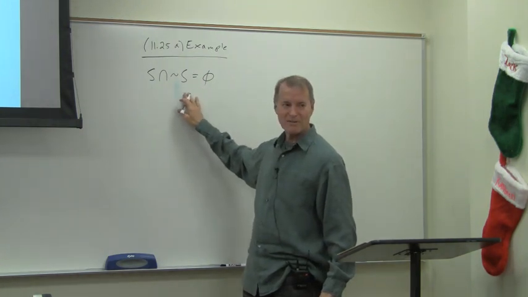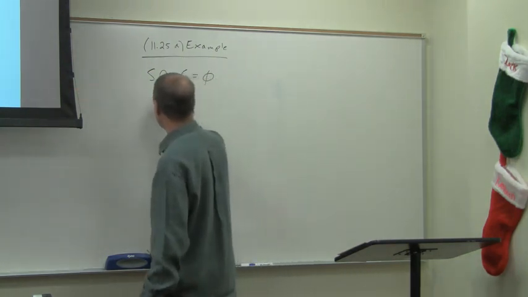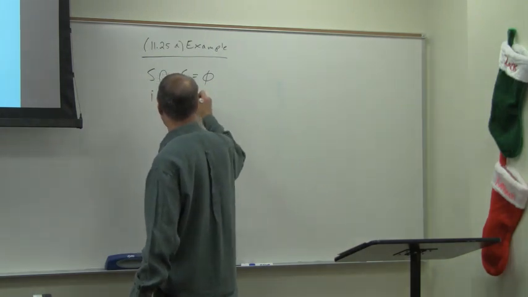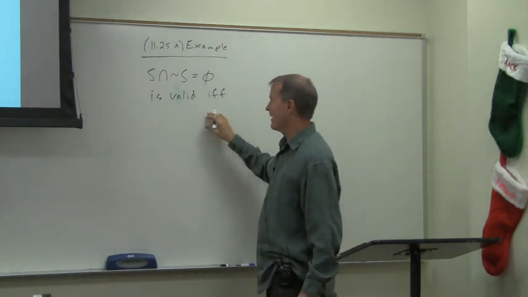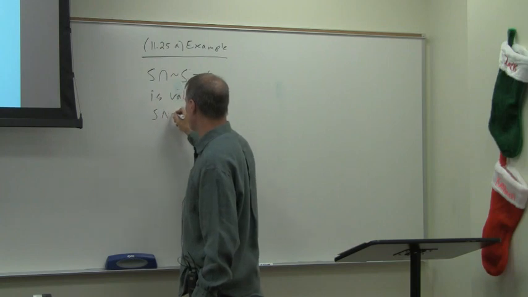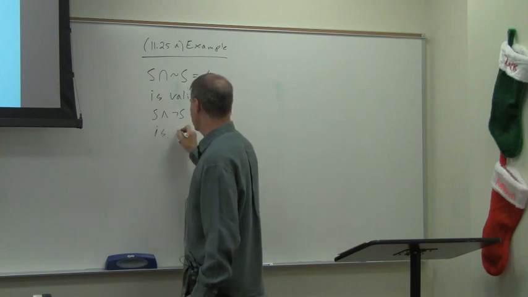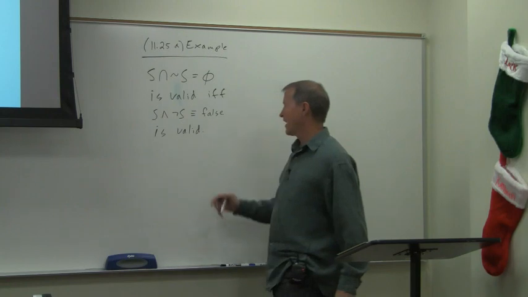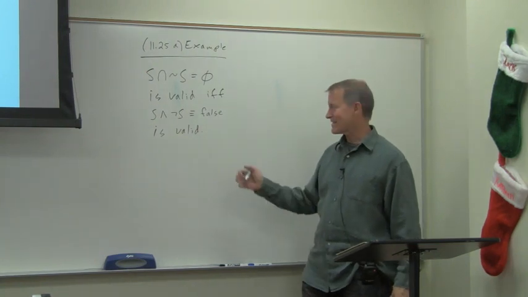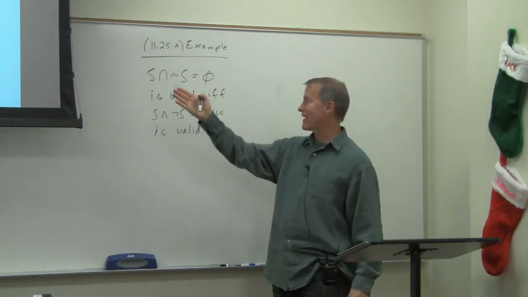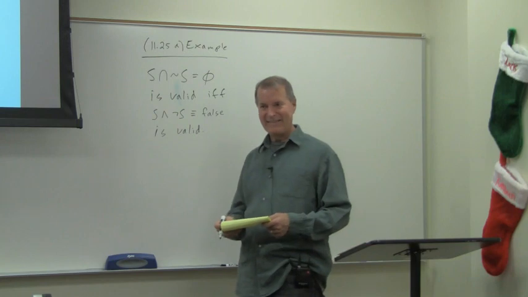So does this look reasonable? Well, by this metatheorem, this is valid if and only if what is valid? S and not S equivales false is valid. Are you with me? And this happens to be contradiction. We know this one already. So, boom, by the metatheorem, we got this one. We don't have to prove it directly.